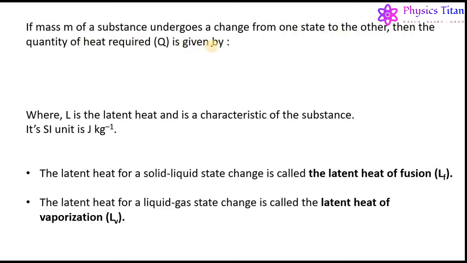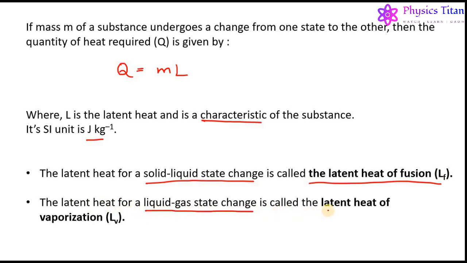Now, if a mass m of a substance undergoes a change from one state to another, then the quantity of heat required, Q, is given by Q equals m times L, where L is the latent heat and is a characteristic of the substance, and the SI unit of latent heat is joule per kg. The latent heat for a solid-liquid state change is known as latent heat of fusion, denoted by LF, and the latent heat for a liquid-gas state change is known as latent heat of vaporization and is denoted by LV.